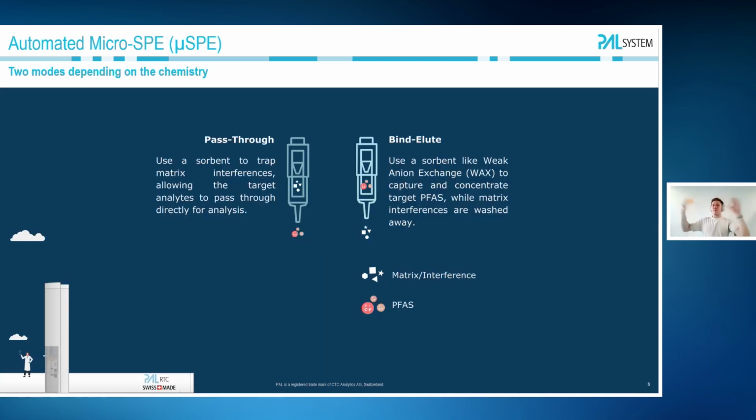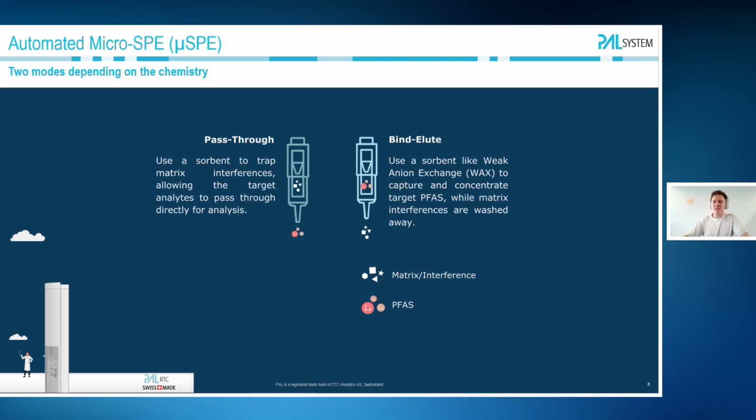Before we look now at the applications, let's look at the solvent inside the cartridge, because depending on what you put inside the cartridge, it can be used in different modes. First, there is the pass-through mode. Here we use a solvent to trap the matrix interferences, allowing your target analytes to pass right through for collection and analysis. There would be this side here.